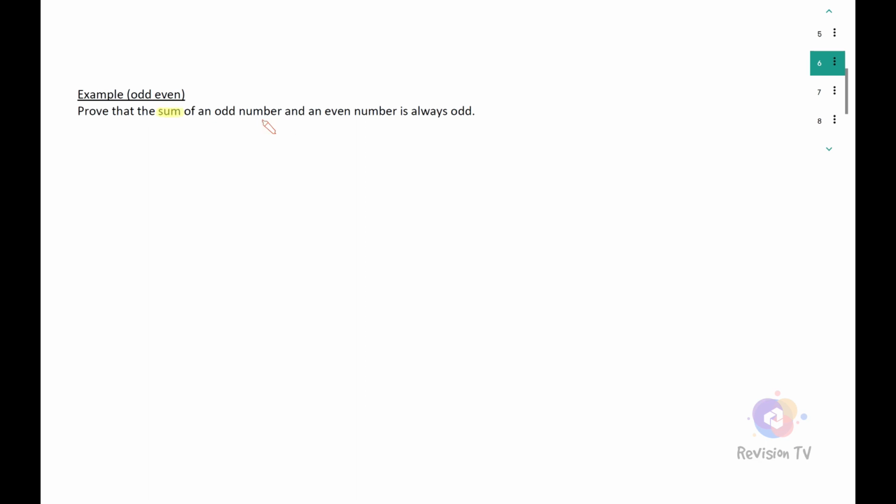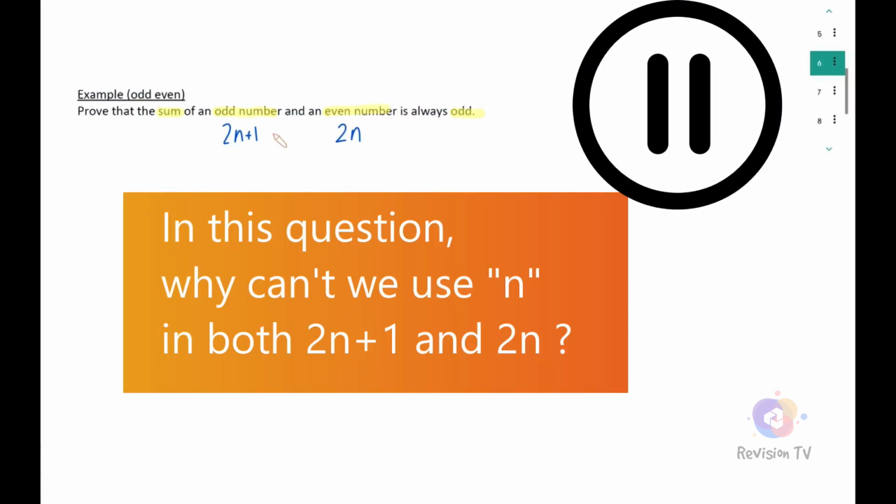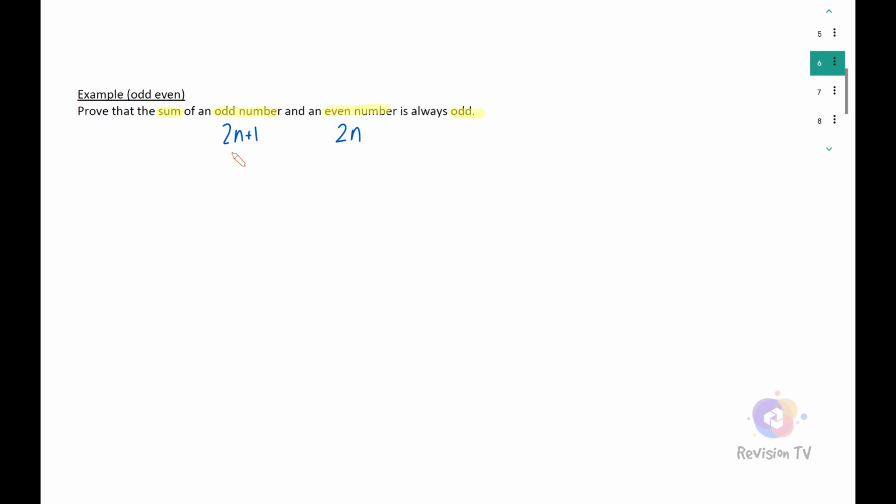Next example is an interesting one because we have to prove the sum of an odd number and an even number is always odd. So naturally, when we say odd number, we use 2n plus 1. Oops, sorry. We use 2n plus 1 for an odd number, and for an even number, we use 2n. Now, there's a reason we can't use both n's. When you think about it, what's the relationship between 2n plus 1 and 2n?